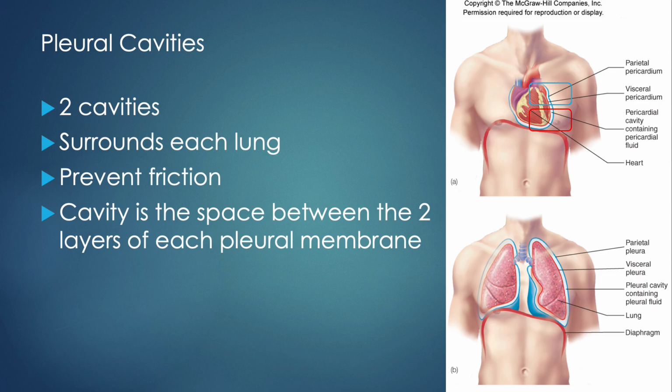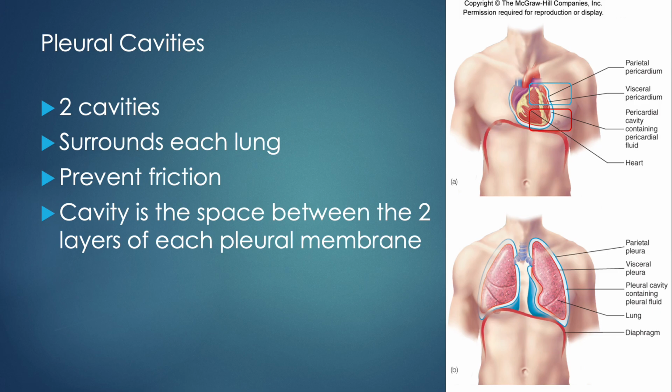So we're going to start off with two cavities, one on the right, one on the left, for each lung. And the pleural cavities totally surround each lung, and they're surrounded by this serous membrane, right? And the serous membrane has two layers, and what we're talking about more specifically when we say the cavity is actually the space between the two layers of each pleural membrane.